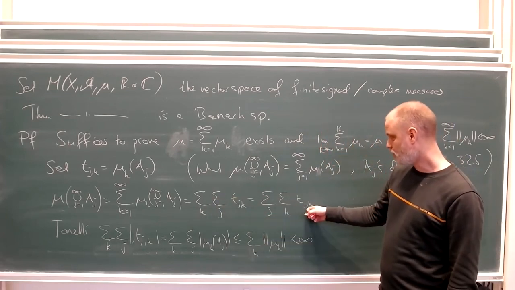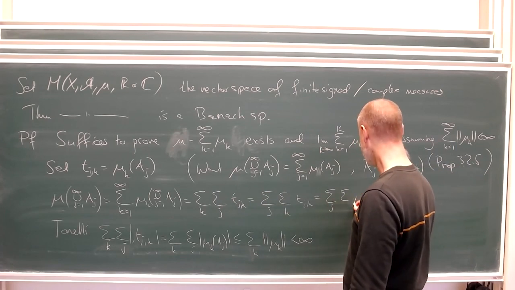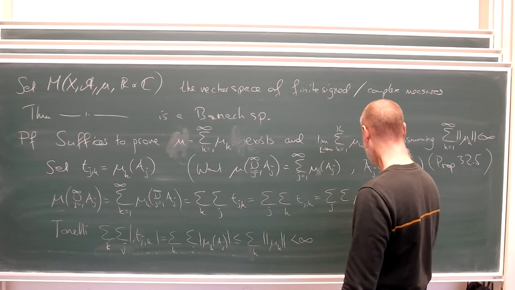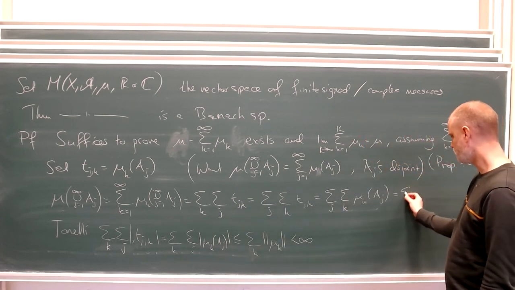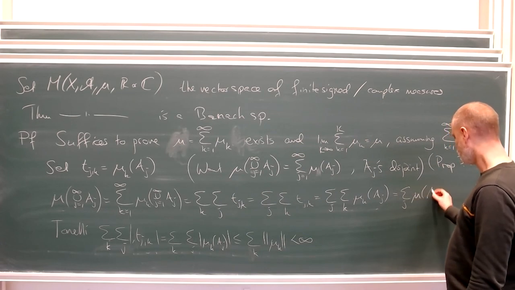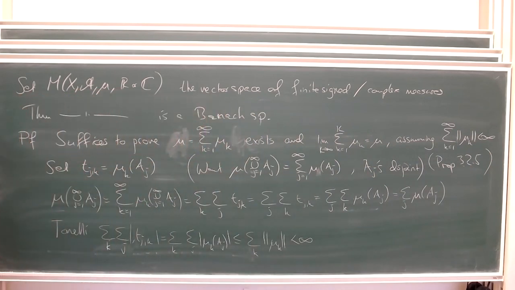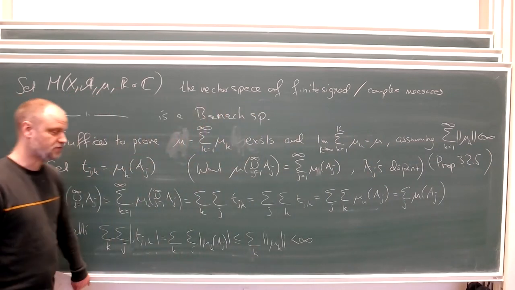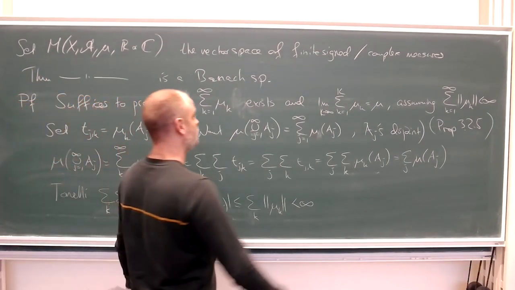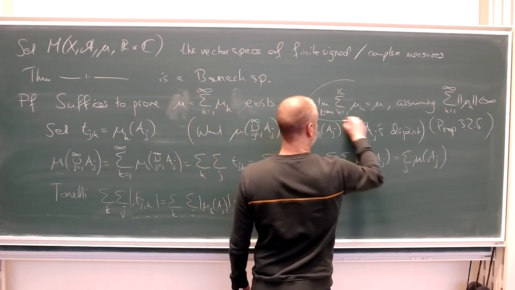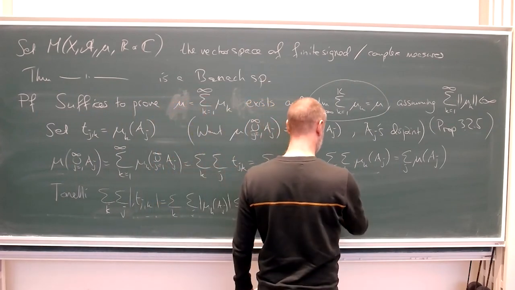And now what do we get? Now we have the sum on the inside. So let me put back here sum over j, sum over k of mu_k of A_j. Okay, but now this is just a definition. So this is sum over j of mu of A_j, right? Definition of mu. And yeah, so then we see that the infinite sum of the mu_j's is a measure. Now, finally, we need to also push through this, but that is the easier part.